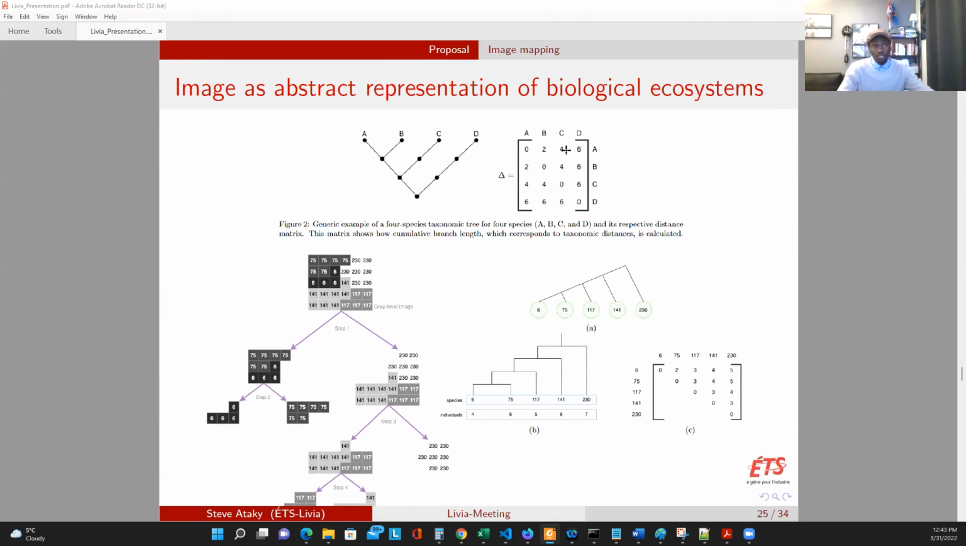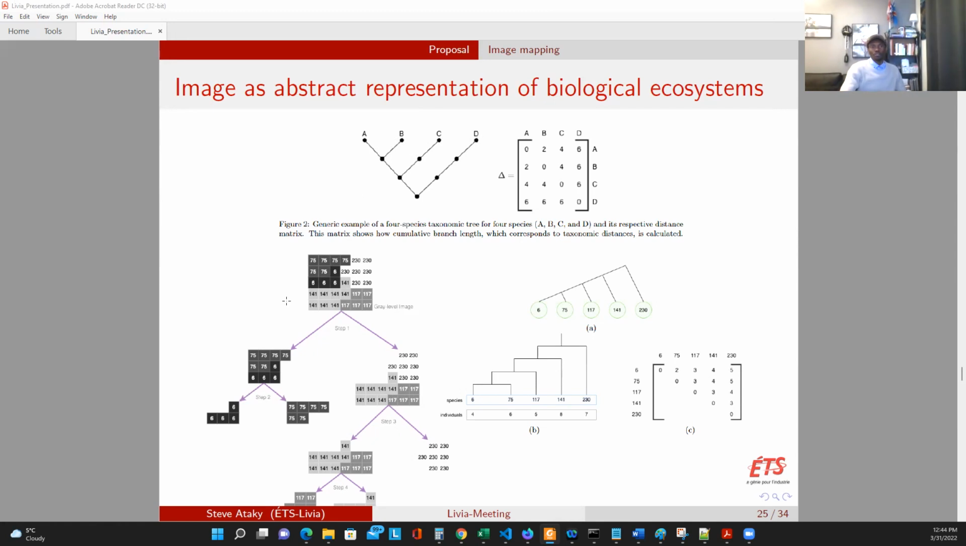From an image, what we did was, we have an image here with the values of gray levels and the corresponding values. We are going to split this image in order to obtain the leaves. So here we have leaves. We want to have these leaves. How can we have them?